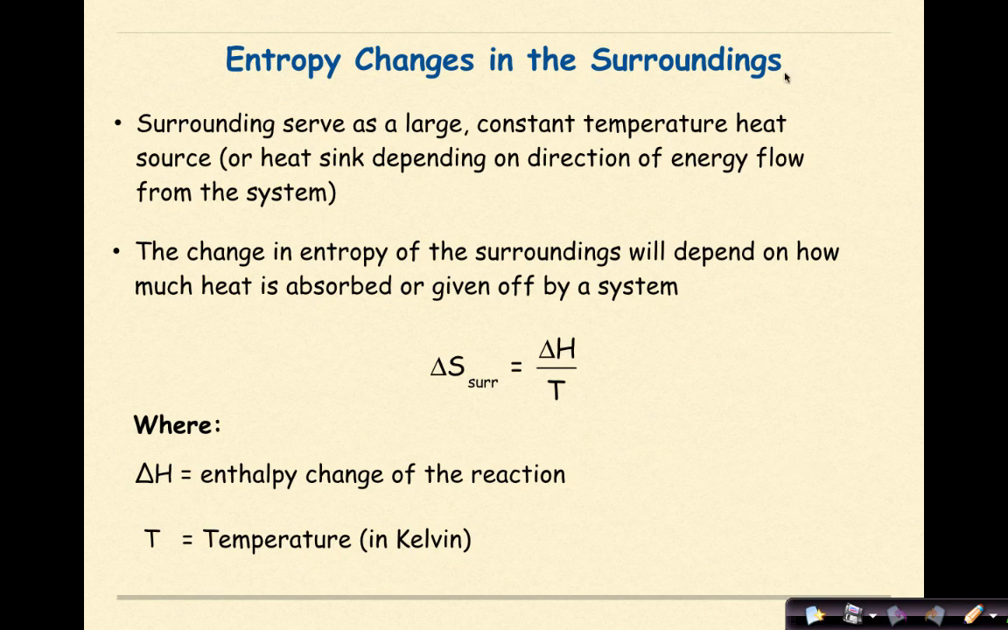Entropy changes in the surroundings. Surroundings serve as a large constant temperature heat source or heat sink, depending on the direction of energy flow from the system. The change in entropy of the surroundings will depend on how much heat is absorbed or given off by a system. So my change in entropy of my surroundings is equal to negative change in heat over temperature, where delta H is my enthalpy change of the reaction and T represents my temperature in Kelvin.